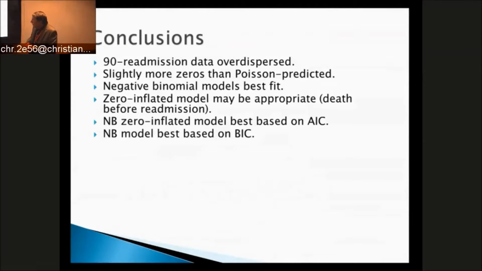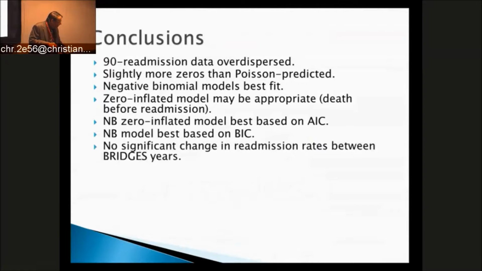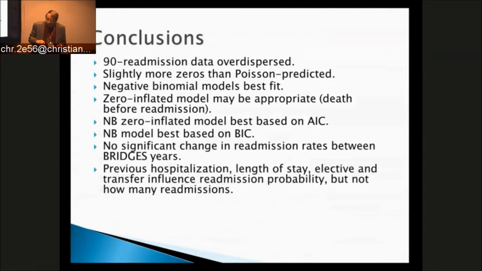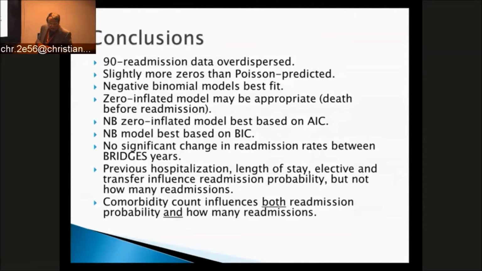As I already mentioned, regardless of the model, the negative binomial ones fit best. We have somewhat different results on the information criteria. And the conclusion you'd be interested in if you were writing a paper or making a presentation: there's no significant change over the Bridges years. As we saw when we looked at the hurdle model, previous hospitalization, length of stay, and elective transfer influence the probability of being readmitted, but not how many readmissions patients had. On the other hand, comorbidity influenced both of those. That's an interesting conclusion that you can make by doing the hurdle model.